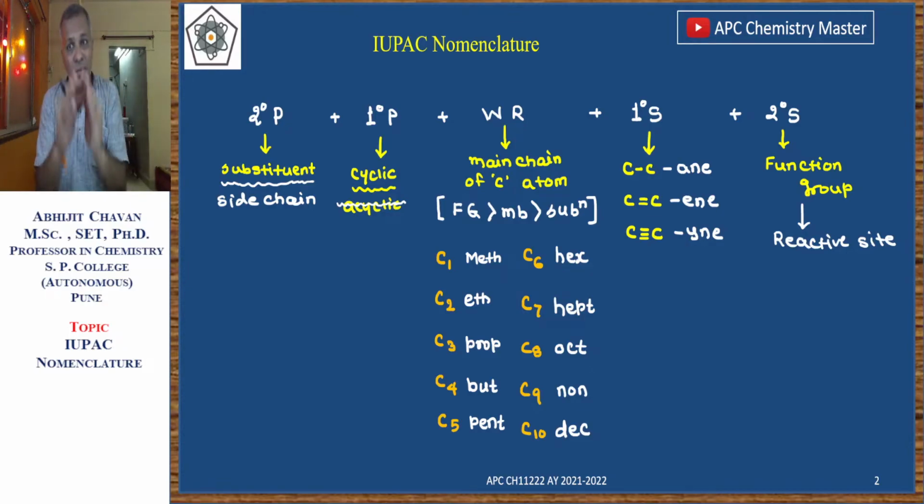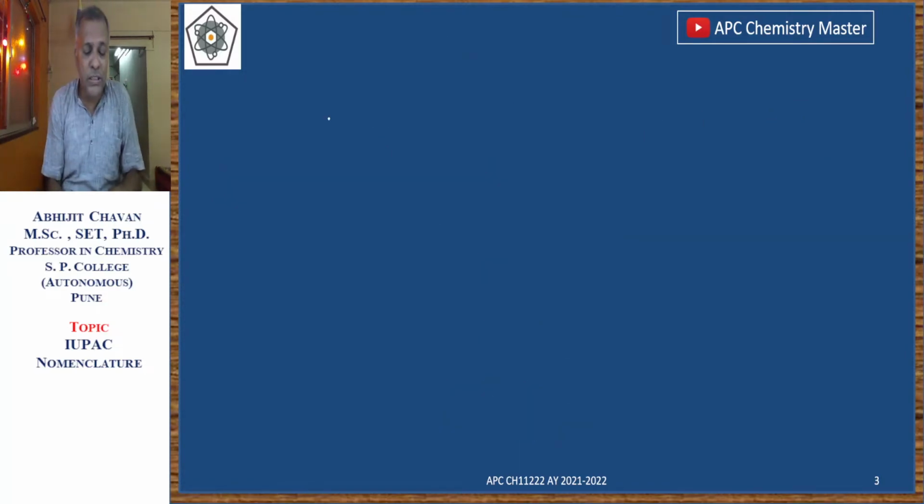Now, how to decide? You will get that information in the PDF given in the description. Please see that PDF where you get the preferential order to decide the functional group priority. I hope this basic idea about the rules for nomenclating the organic compound is clear. Now take one simple example to illustrate how to use this prefix, word root and suffix in a specific example.